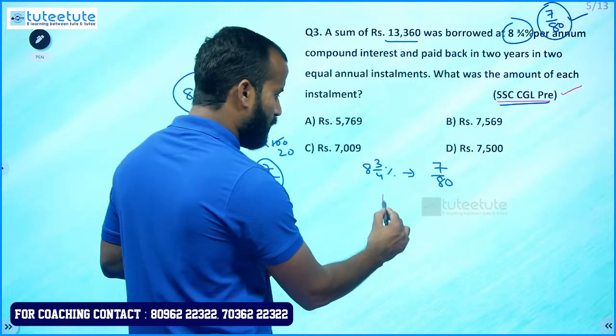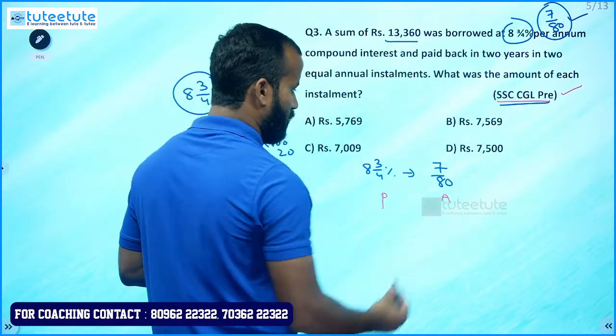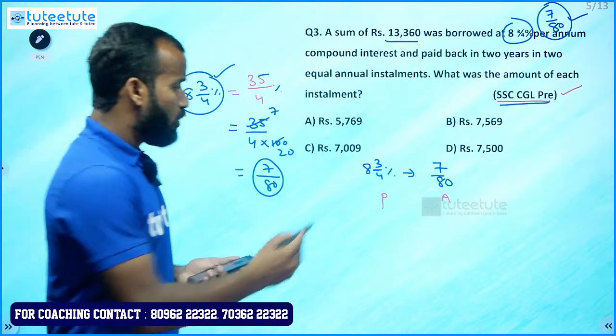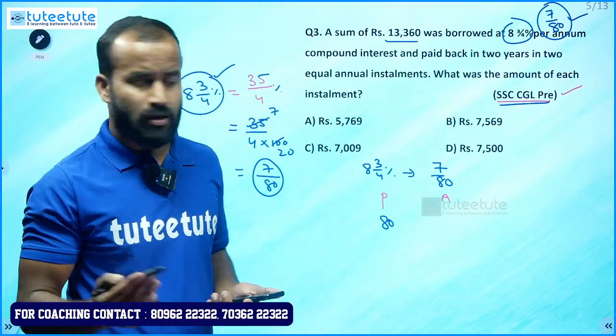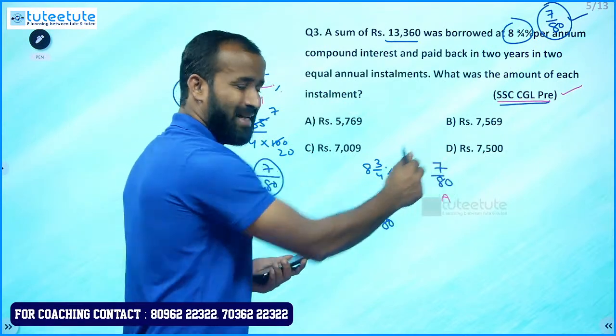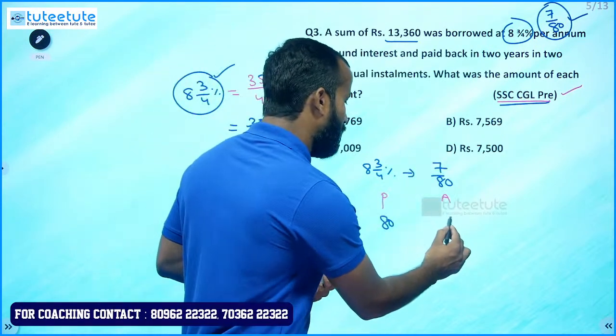Now see, this is principal, this is amount. So principal, how much? 80. So amount will be how much? Principal plus interest. So 87 will be the amount.